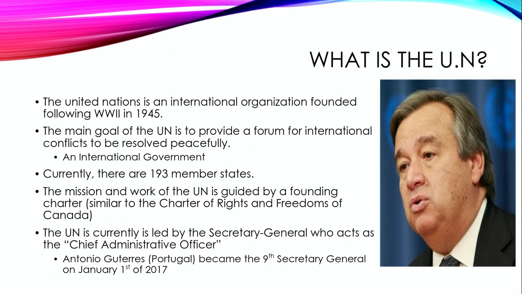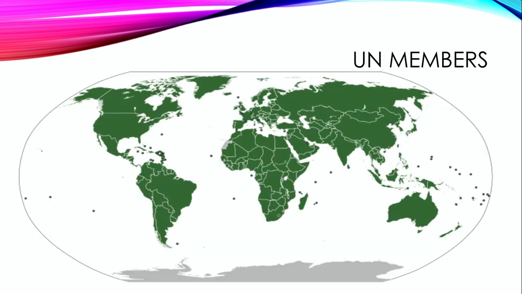Now, the mission and work of the UN is guided by a founding charter, so similar to the Charter of Rights and Freedoms of Canada. The UN is currently led by the Secretary General, who acts as the Chief Administrative Officer. Today, the Secretary General is Antonio Guterres. He's from Portugal. He became the ninth Secretary General on January 1st, 2017. So this map shows us who is a part of the UN. As you can see, it is overwhelmingly the entire world.